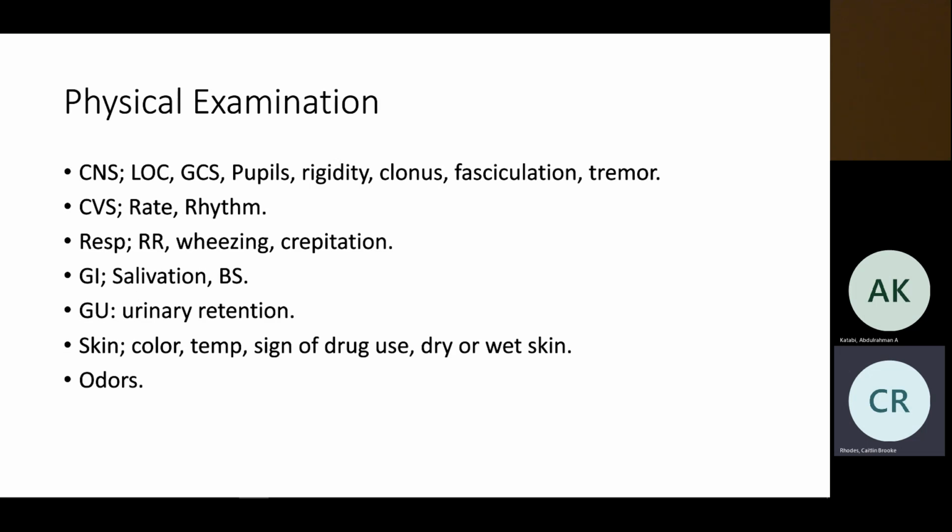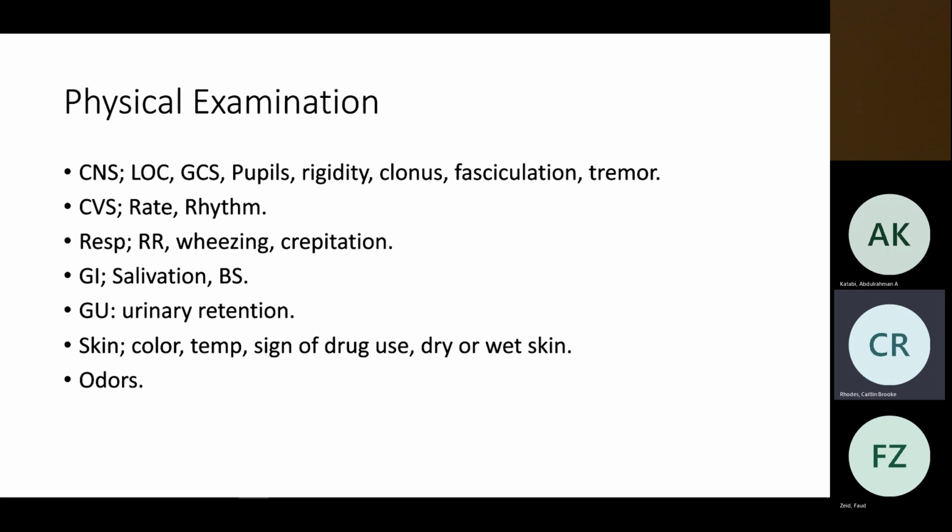So physical exam: the central nervous system is very important in toxicology. You have to look at the level of consciousness. If there is any clonus, rigidity, that can give you a clue. Fasciculation, tremor, pupils, especially in opioid overdose. But even in opioid overdose, a normal pupil size doesn't exclude opioid overdose. Sometimes those patients have co-ingested other medications that can affect the pupil size, or some opioids like meperidine can give you normal size pupils.